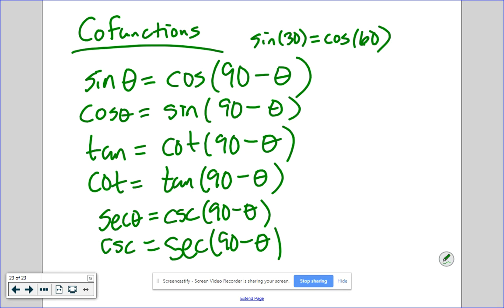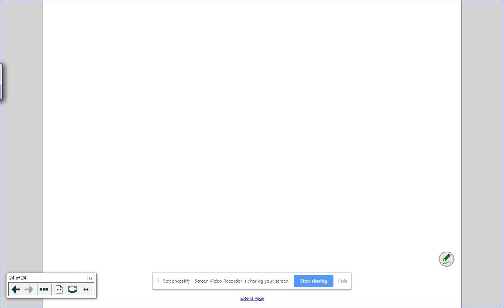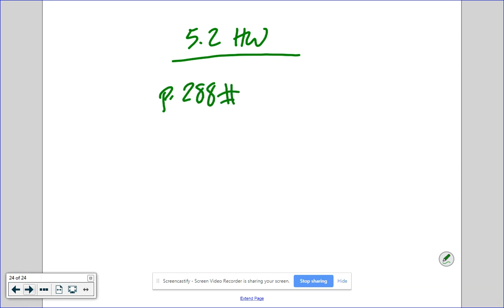All right. The homework, page 288, numbers 10 through 12, and that's all. 14 through 22. Okay. You've got the rest of class here to work.